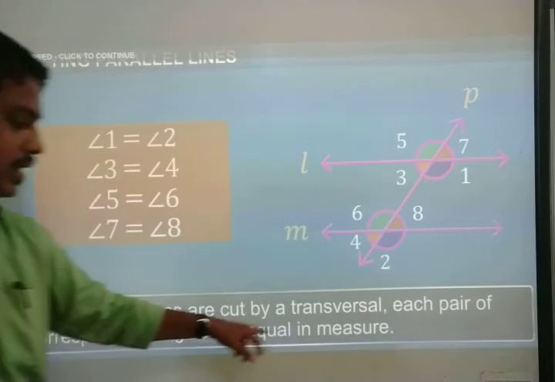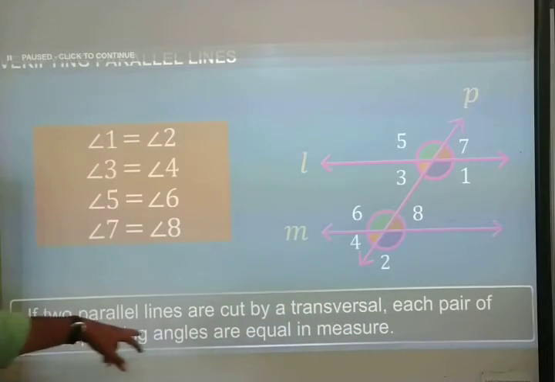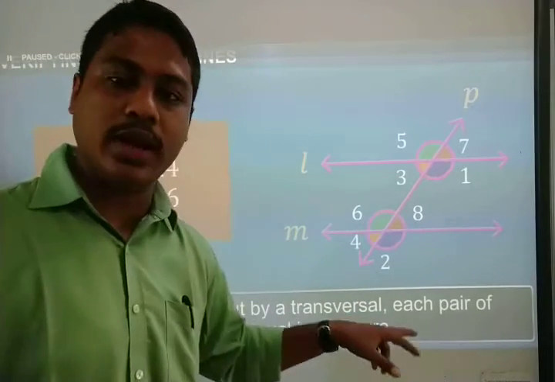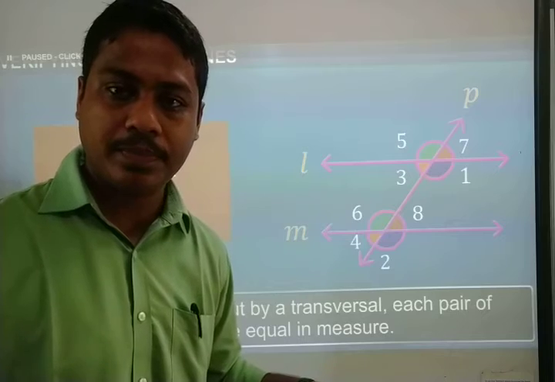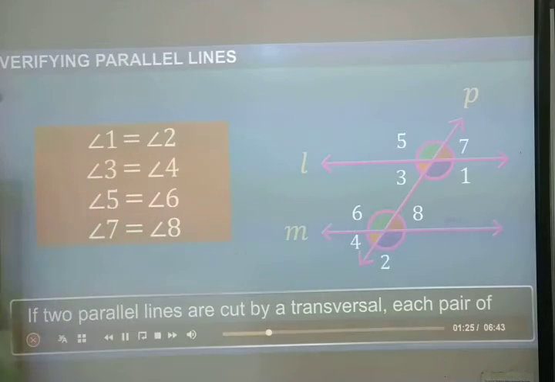If two parallel lines are cut by a transversal, each pair of corresponding angles are equal in measure. So that also you have to write. Okay, next.